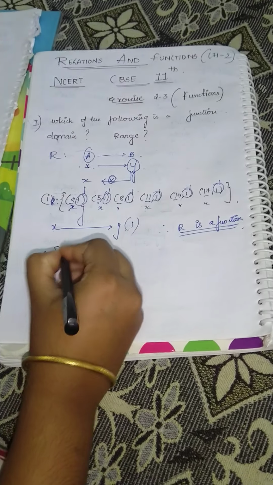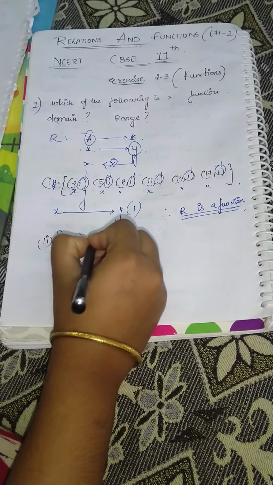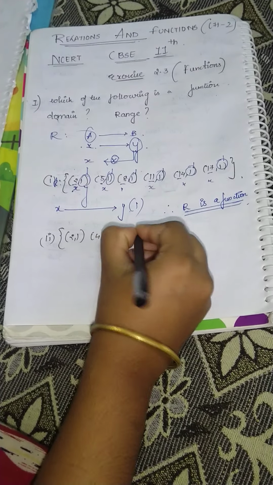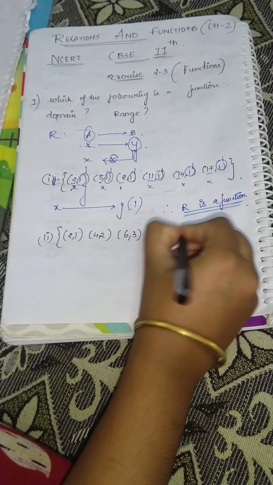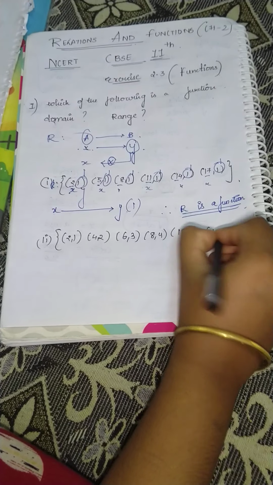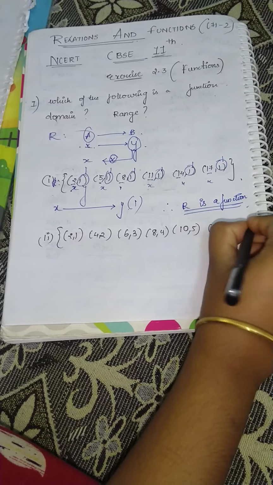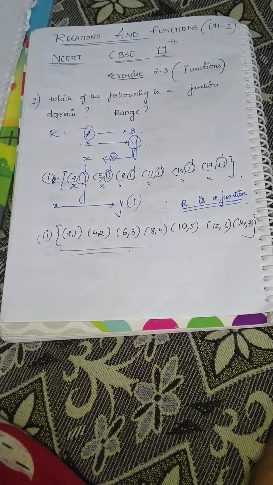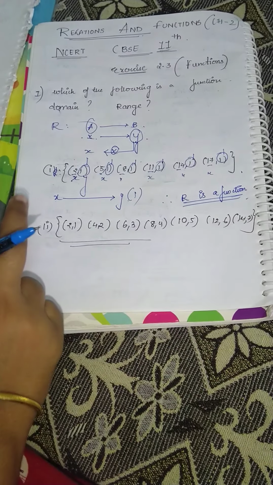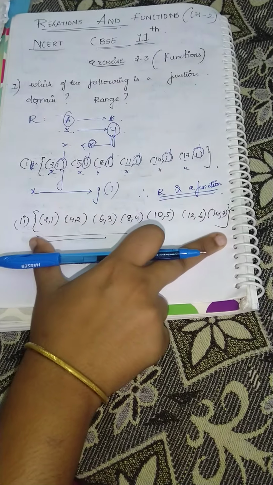And the second question is going to be the set (2,1), (4,2), (6,3), (8,4), (10,5), (12,6) and (14,7), okay. This is going to be the second relation. So see the relation, okay. This is a relation because it is defined in a set bracket, okay.